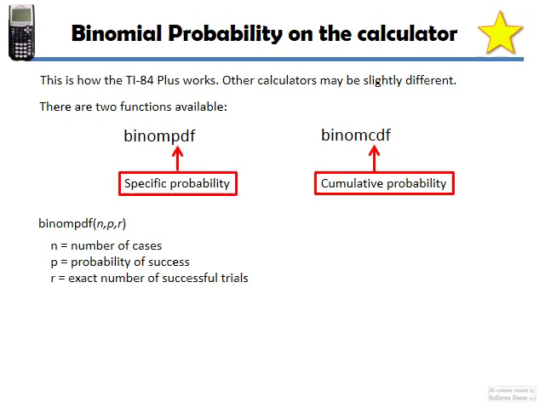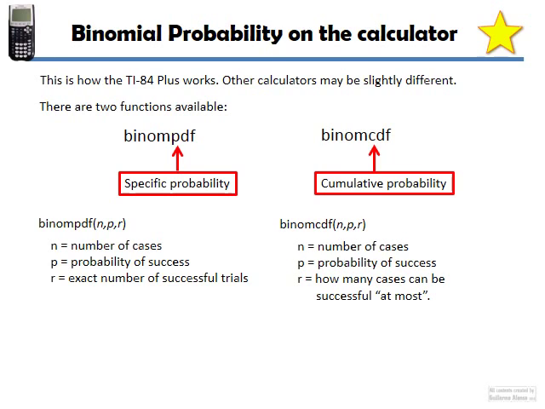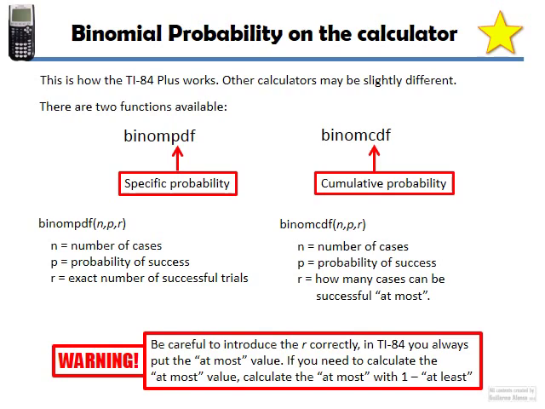In binomcdf, what you write is, again, number of cases, probability of success, same stuff, but in the R, what you're going to write is how many cases can be successful at most. So keep in mind that that's going to be quite tricky. I can't change it in any way so that I get at least. No, it's always going to be at most, and I'm going to have to do some thinking with that, which we're going to talk about in a minute.